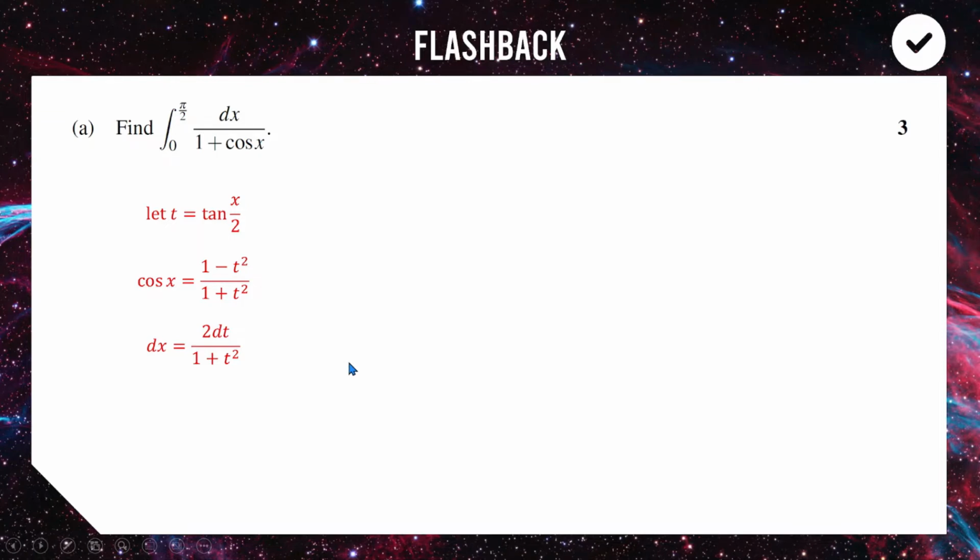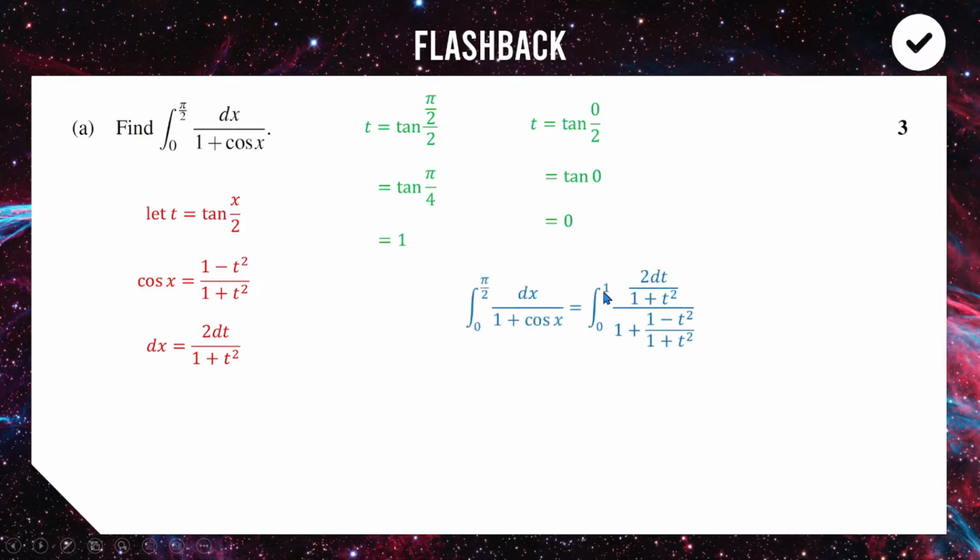We'll also fix up our limits because we are making a substitution. So we'll turn these two x values into t values. So we'll do tan of pi on 2, which is tan of pi on 4, which is tan 45, equal to 1. And for the second one, we're doing tan of half of 0, which is tan 0, which is equal to 0. So our limits are going to become 0 to 1. And we're going to substitute these two values into our integral, which looks like this.